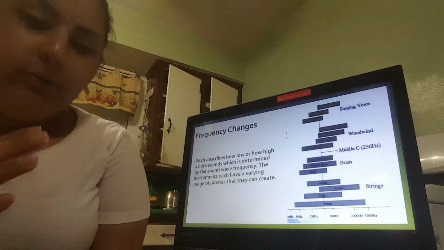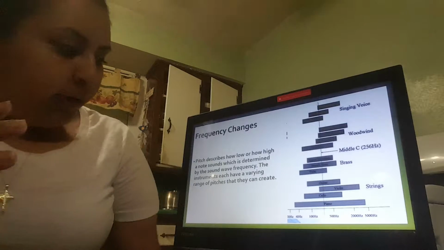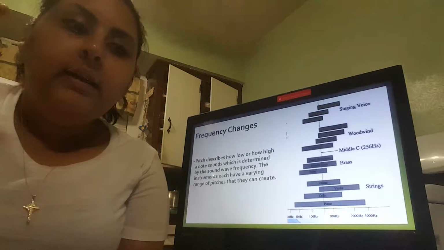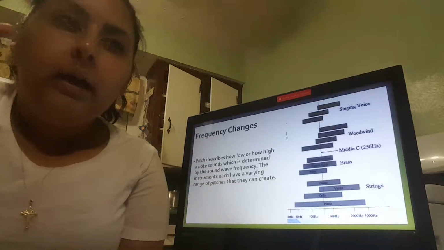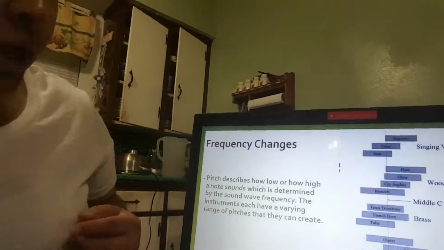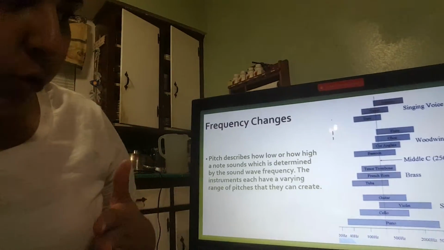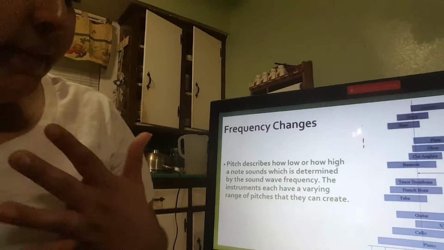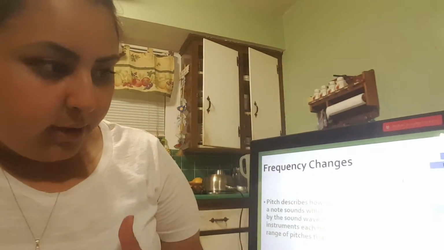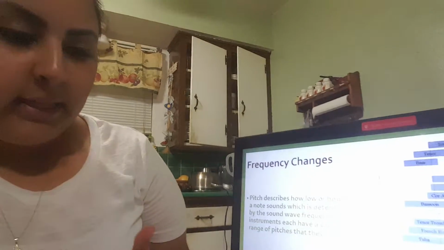Next, we have the frequency changes. Now, this part is where I describe the pitch and how our ears are able to point out and depict each different type of pitch. What a pitch does is describe how low or how high a note sounds, and that is determined by the sound wave frequency. The instruments each have a varying range of pitches that they can create.